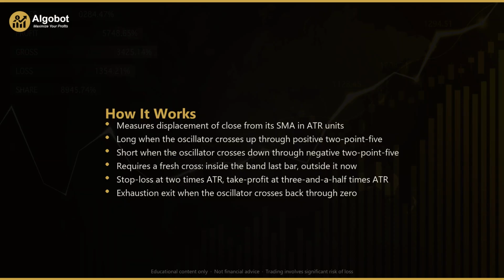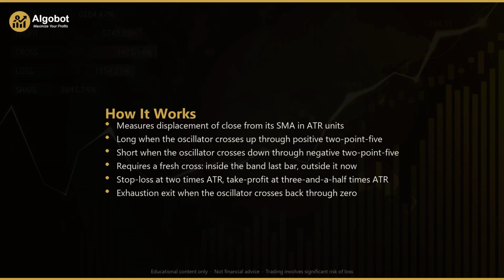The oscillator value is the current close minus that moving average, all divided by the ATR. Positive readings mean price sits above its mean. Negative readings mean it sits below. Next comes the entry logic, which is all about a fresh cross. The thrust threshold defaults to 2.5.